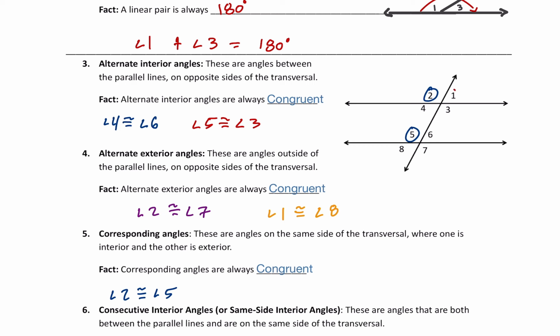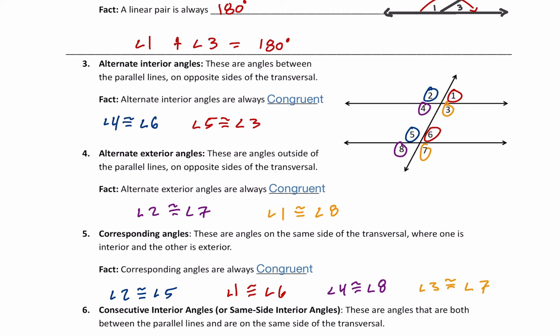Okay, likewise, I can pick 1 and 6 to be corresponding angles. So angle 1 is congruent to angle 6. I could also choose 4 and 8, so angle 4 would be congruent to angle 8. But I could also choose 3 and 7, so angle 3 is congruent to angle 7.